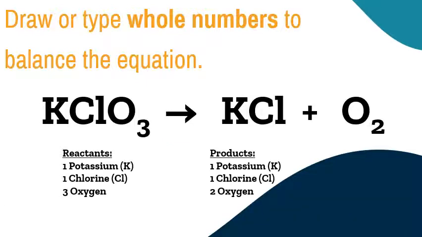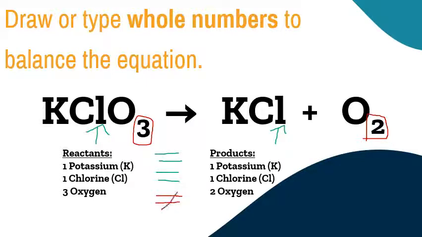Let's count what we have to start. I see that we have 1 potassium in the reactants and 1 potassium in the products. Those already match. I also see that we have 1 chlorine in the reactants and 1 chlorine in the products, chemical symbol Cl. For oxygen, we have 3 moles of oxygen in the reactants, subscript 3, but in the products, the subscript changes to a 2 within dioxygen. So those do not match.